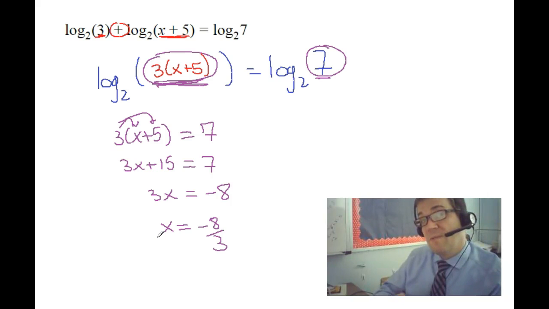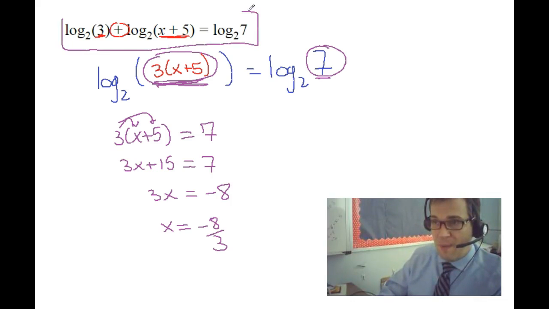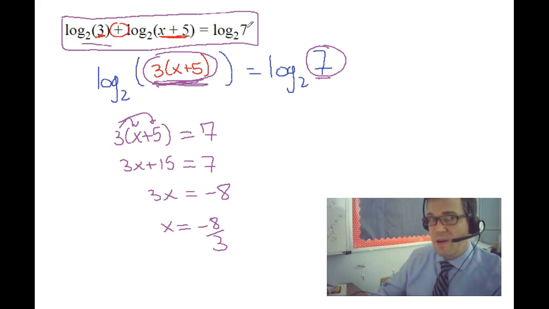And I need to verify that this answer makes sense. So if I take this negative 8/3 back into my original problem, and if any log in that problem ends up being a log of a negative number, I cannot use that answer. Obviously, I'm not going to plug anything into here at all, so don't worry about that, or here.